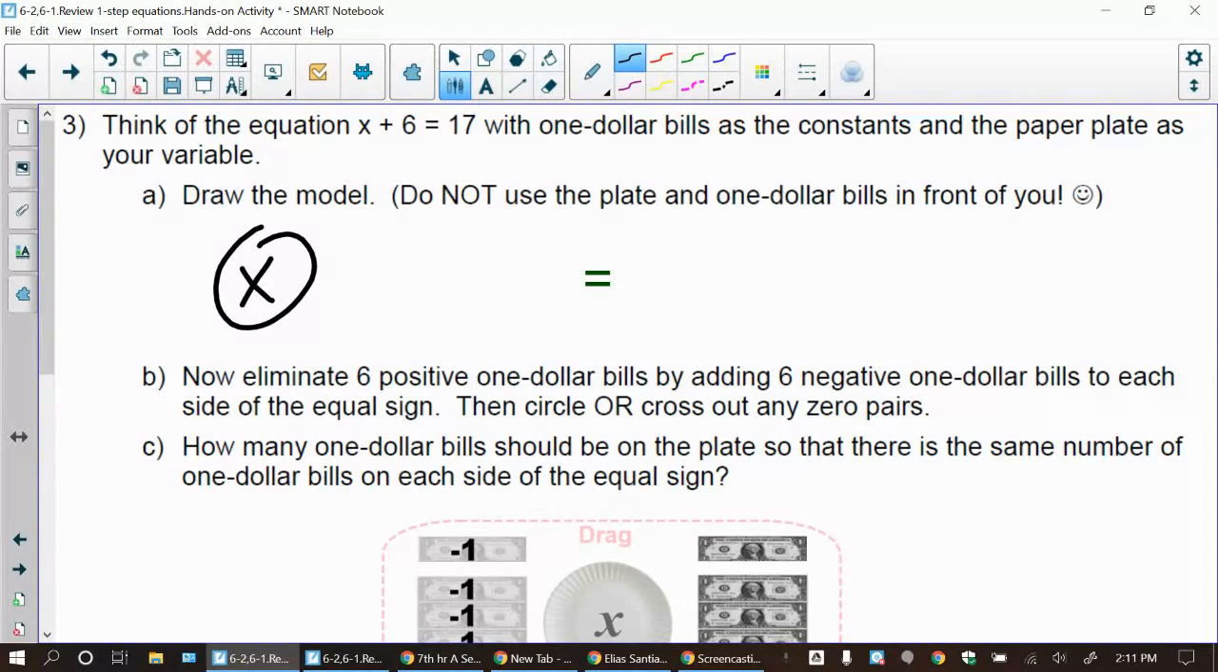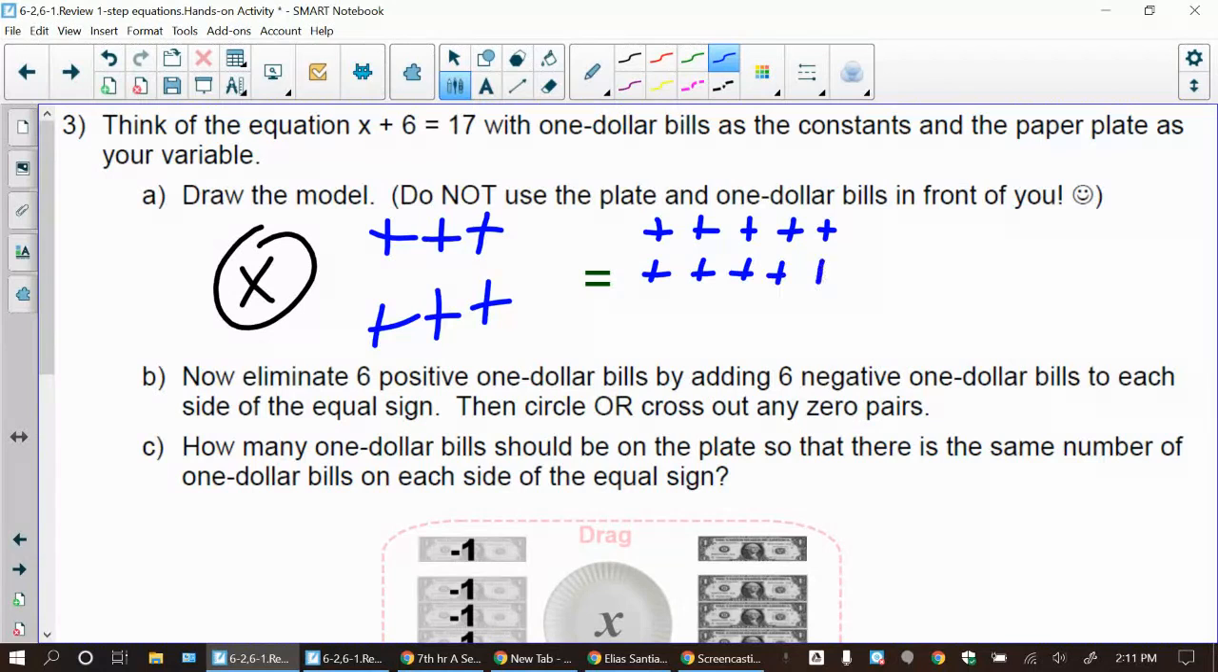But now we're going to put some positives. 1, 2, 3, 4, 5, 6. So there's my positive 6. And then if I have positive 17. 1, 2, 3, 4, 5, 6, 7, 8, 9, 10, 11, 12, 13, 14, 15, 16, and 17. So that's our equation. That's how we've been modeling when we did this at the beginning of the unit.